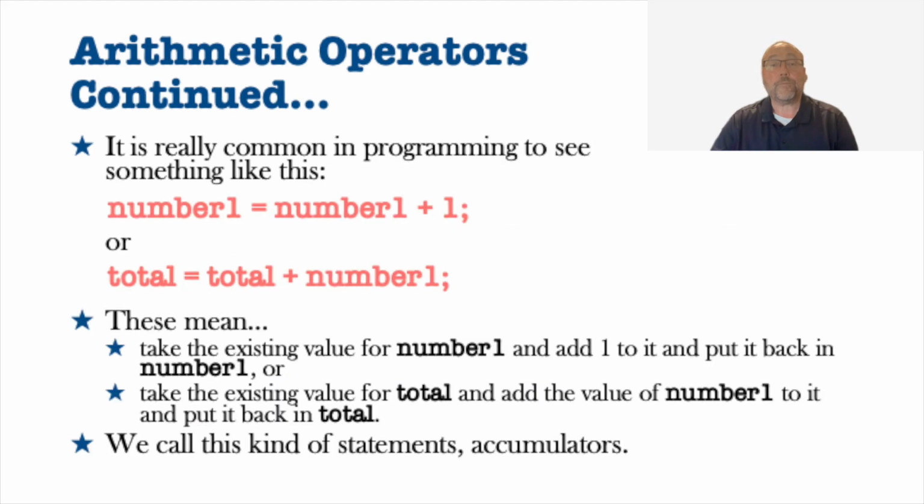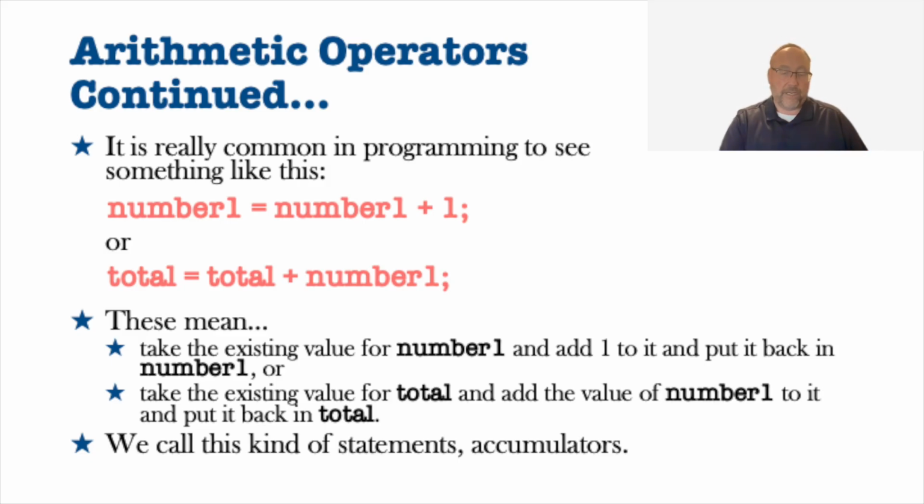Before we go much further, I just want to show you some really common things that we see with arithmetic. So the first example here, number 1 equals number 1 plus 1, or another, total equals total plus number 1. Let's take a minute and talk about what these mean. The first one means that we take the value that already exists in the variable number 1, and we add a 1 to it, so we increment it by 1. And then we take the resulting value and we put that back in the variable number 1.